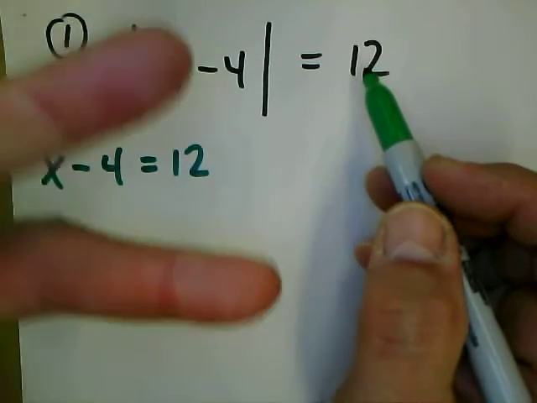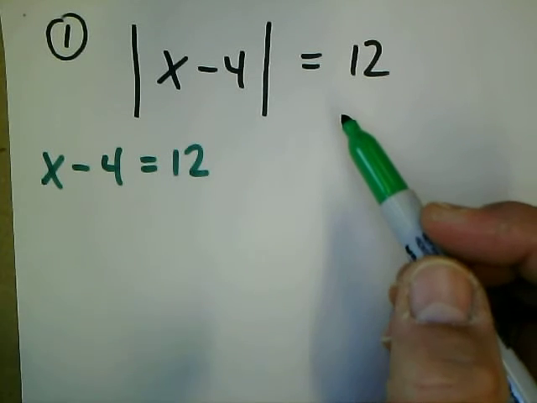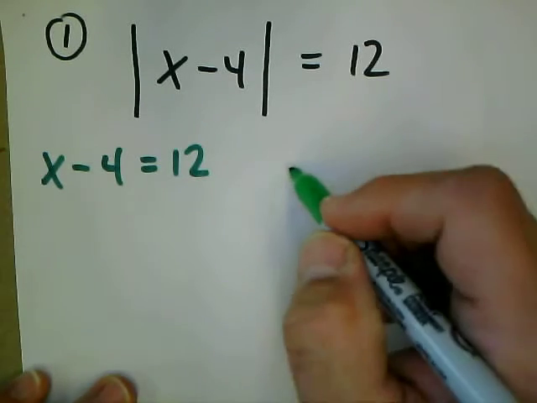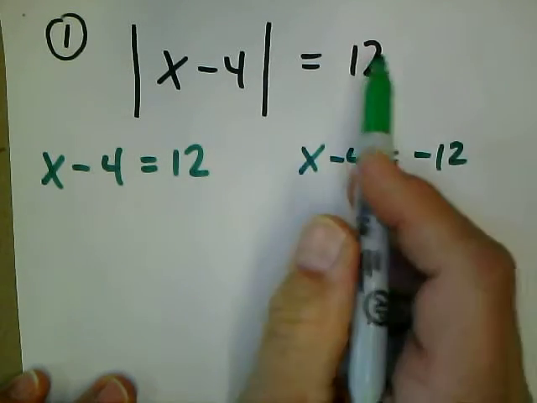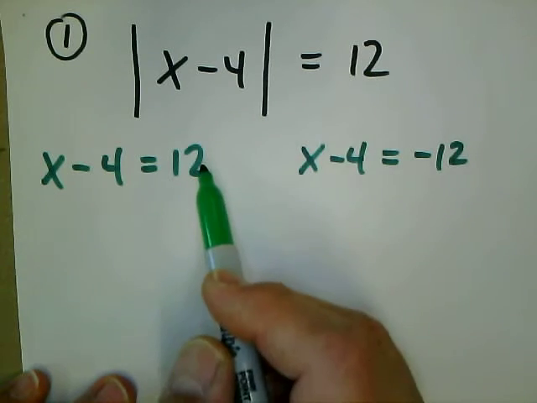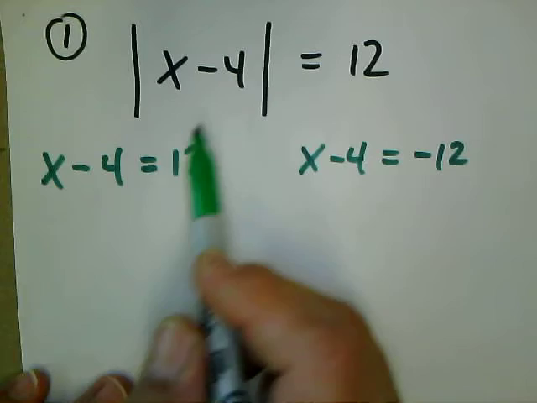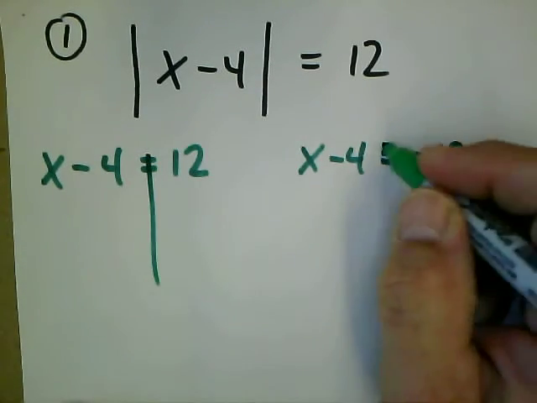Because the answer 3 could be 3 or negative 3, the answer 12 can be 12 or negative 12. So we need to say x minus 4 equals negative 12. So it's what it is, which is 12, and the opposite of what it is, which is negative 12. Everything on the inside stays the same. We keep that. So now we have 2 simple equations.